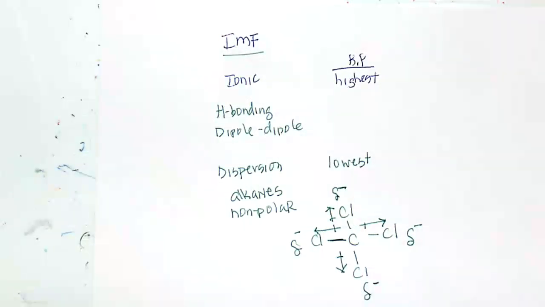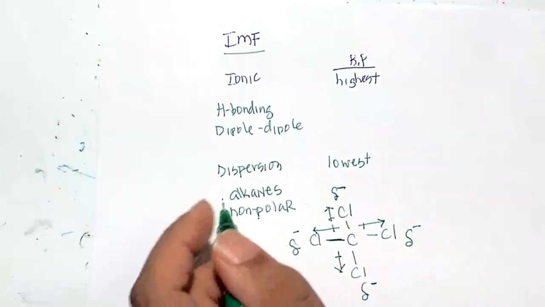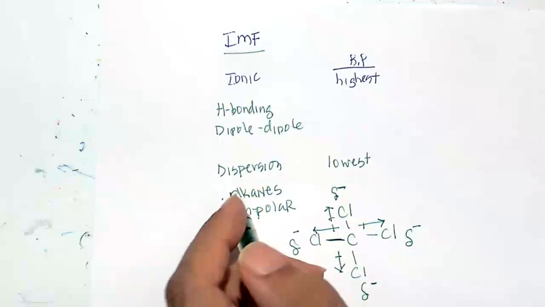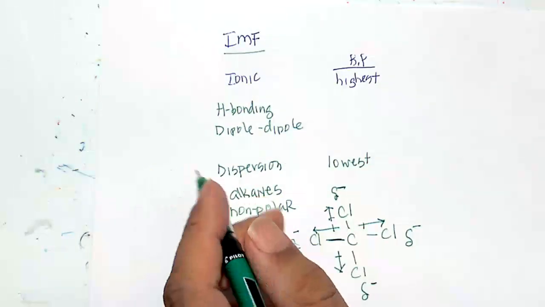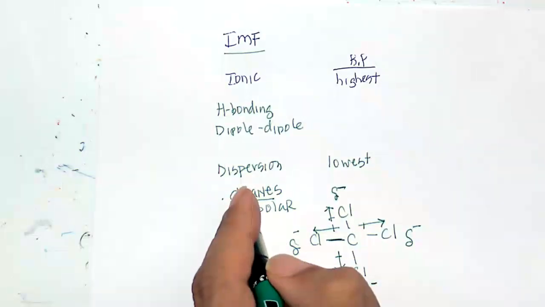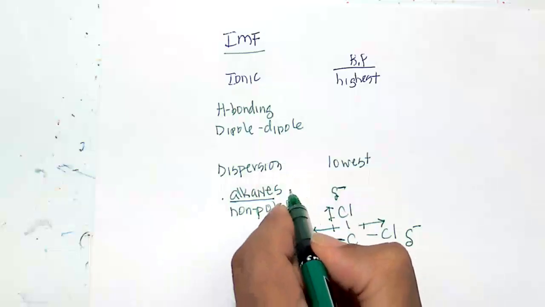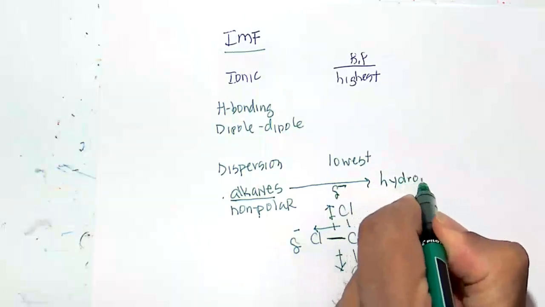They cancel each other out. Doesn't the up cancel with the down and the left cancel with the right? So this is nonpolar, and the alkanes are nonpolar. So these are held together by the weakest force. This weakest force is known as dispersion. So alkanes. The alkanes that we studied in this class are also known as the hydrocarbons.